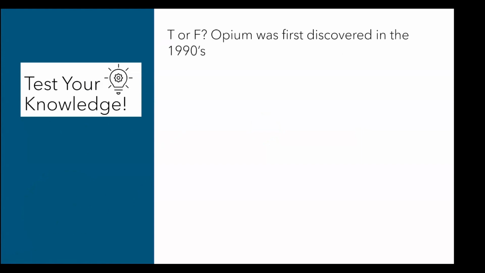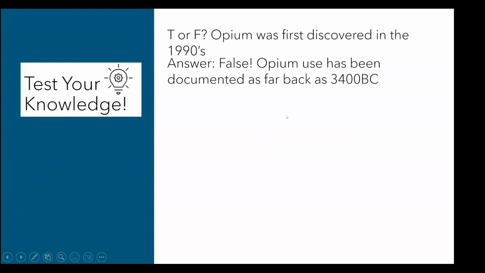All right, so I have set up some little quizzes throughout the presentation. It's time to test your knowledge. The first question I have here: true or false, opium was discovered first in the 1990s. I'll give you a few minutes just to mentally respond, but hopefully you got this right. Opium use has been documented as far back as 3400 BC.